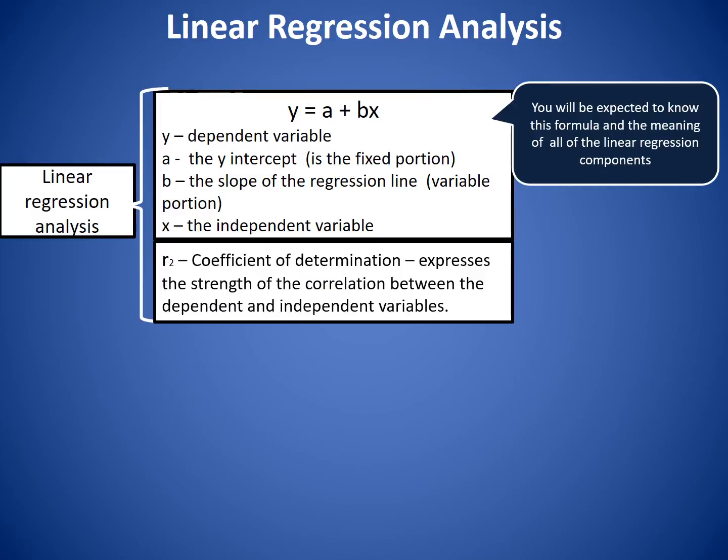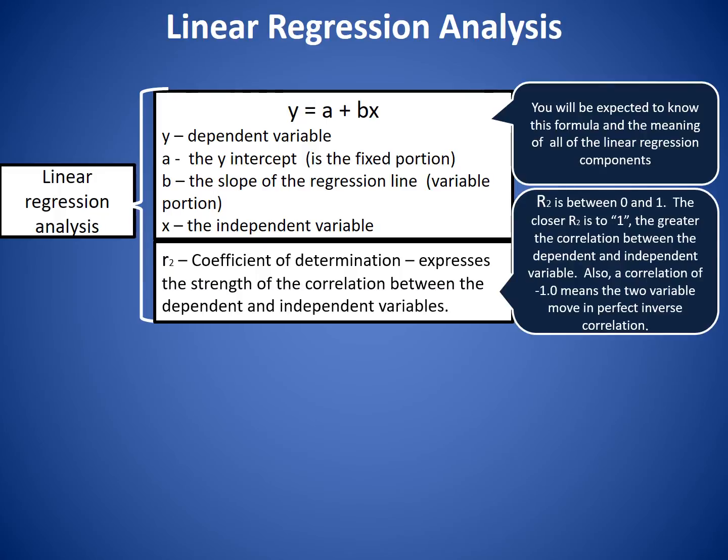So commit the linear regression analysis formula in memory, and the components. Now, in addition, there's one other element of the formula that's going to be very important, and it's called R2 or R squared. It's called the coefficient of determination. Kind of a fancy word, but it's very important because it expresses the strength of the correlation between the dependent and independent variables. So you can determine some form of statistical measure about how reliable that linear regression formula you've developed is in predicting your future mixed costs at different volumes.